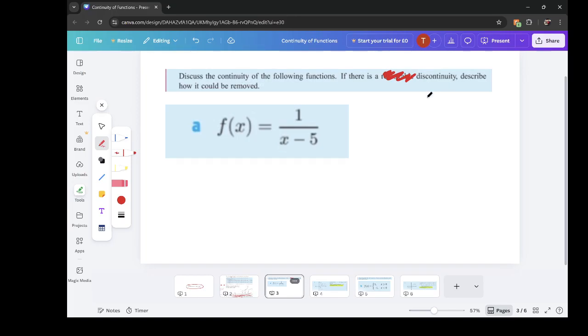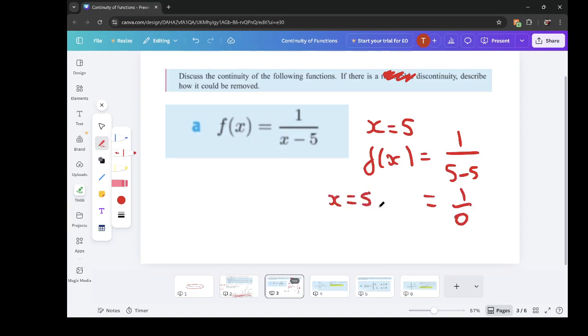So let's see this function. We have f of x, right? So what helps over here is to also draw a graph, right? But we can clearly see from this function that at x is equal to 5, the value of f of x becomes 1 over 5 minus 5, which is 1 over 0. So that means x equals 5 does not exist. Does not exist whatsoever.